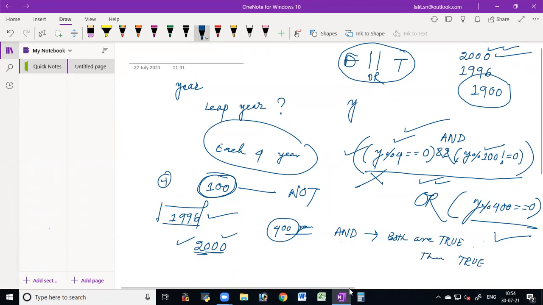So here in this case, 2000 is divisible by 4. True. 2000 is not divisible by 100. It is false. So true and false becomes false. And here, Y divisible by 400 is true. So false or true, it is true.